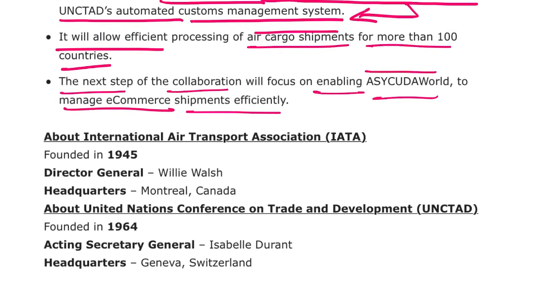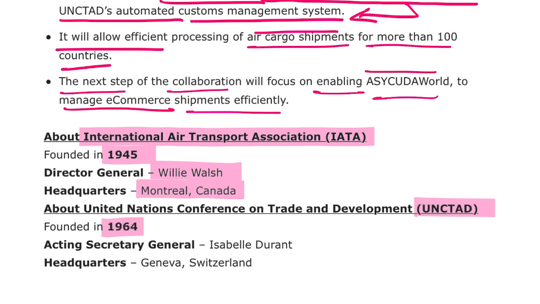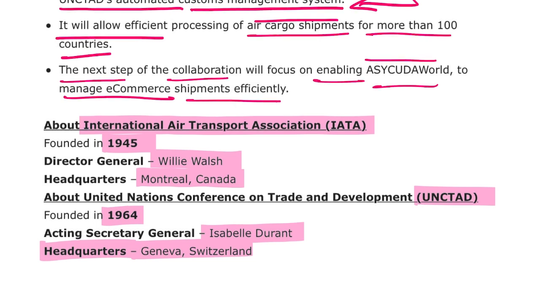If we talk about the International Air Transport Association, it was founded in 1945. Director General is Willie Walsh. Headquarters is in Montreal, Canada. And if we talk about UNCTAD, it was founded in 1964. Headquarters is in Geneva, Switzerland. And the acting Secretary General is Isabella Durant.